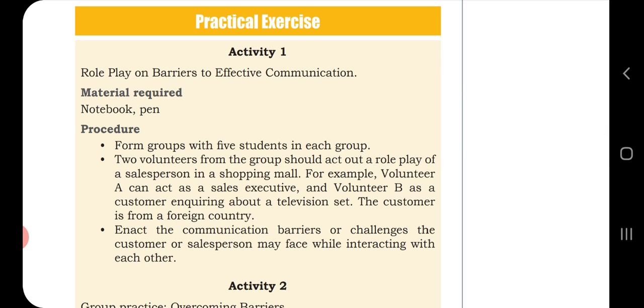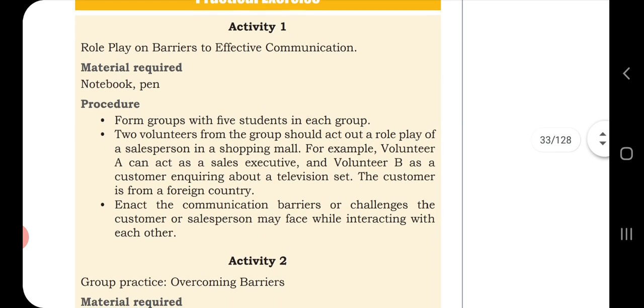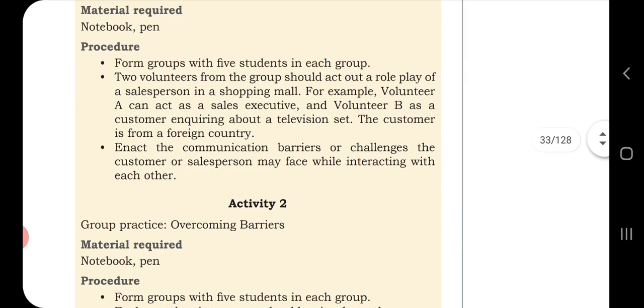Now practical exercise. Please complete this the same day when I send you the message, and send your completed activities to me. Now what is the activity? Act out a role play of salesperson in a shopping mall. So, one person will be a seller and one will be a buyer. So, you have to write this conversation and you have to read it out.